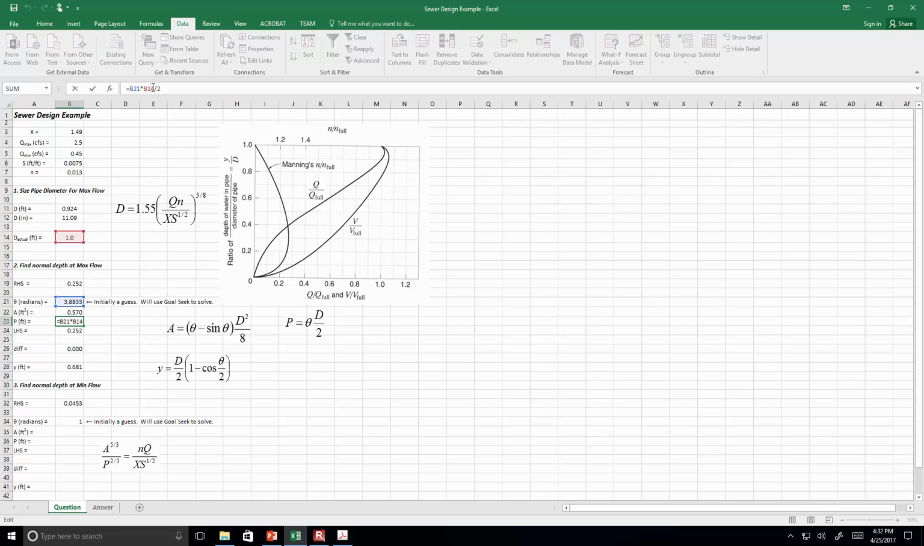What about the wetted perimeter? I'll just copy and paste that. So the left-hand side, copy the formula, paste it, the difference. So right-hand side minus the left-hand side. Okay, goal seek the difference to 0 by changing the angle.